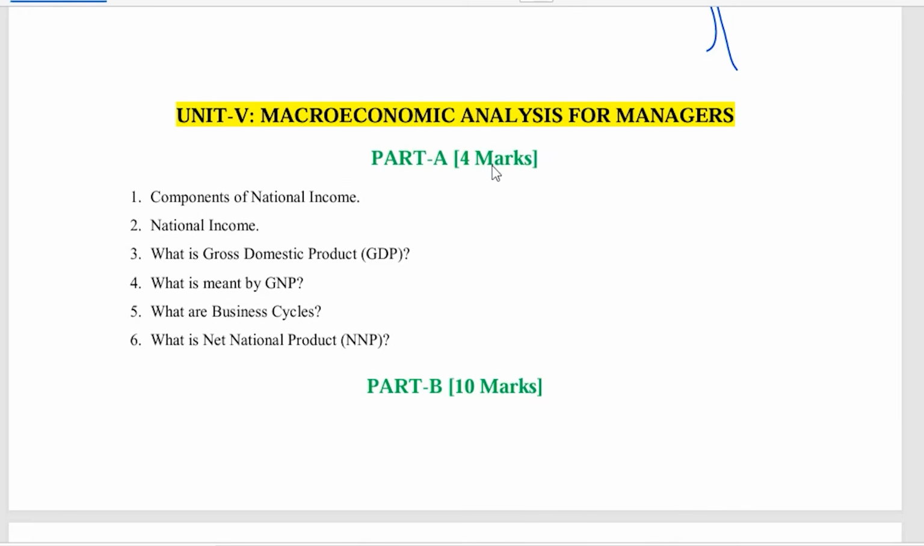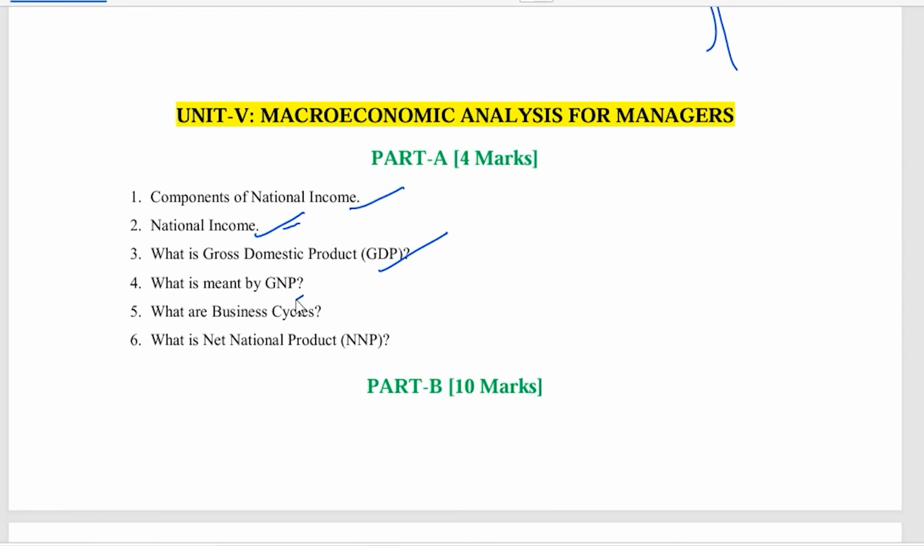Coming to Unit 5, Macroeconomic Analysis for Managers, Part A. Components of national income. National income, you have to write the meaning part of national income and you can explain with its features or objectives so that you can elaborate these questions for 4 marks.